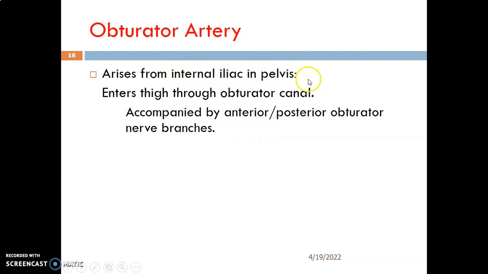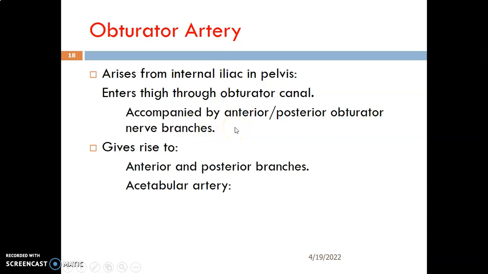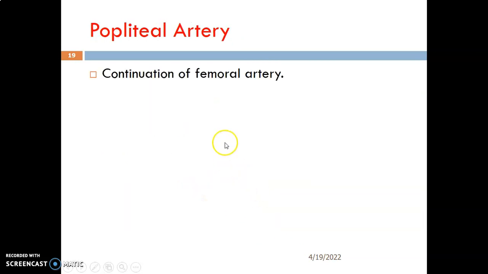It arises from the internal iliac and enters the thigh through what? The obturator canal. So usually, the obturator artery is accompanied by anterior and posterior obturator nerve branches. It usually divides into anterior and posterior branches and also gives an acetabular branch. Where is this acetabular branch located? In the ligamentum teres found at the fovea capitis at the head of the femur. Okay, remember that one is the main blood supply to the head of the femur in children.